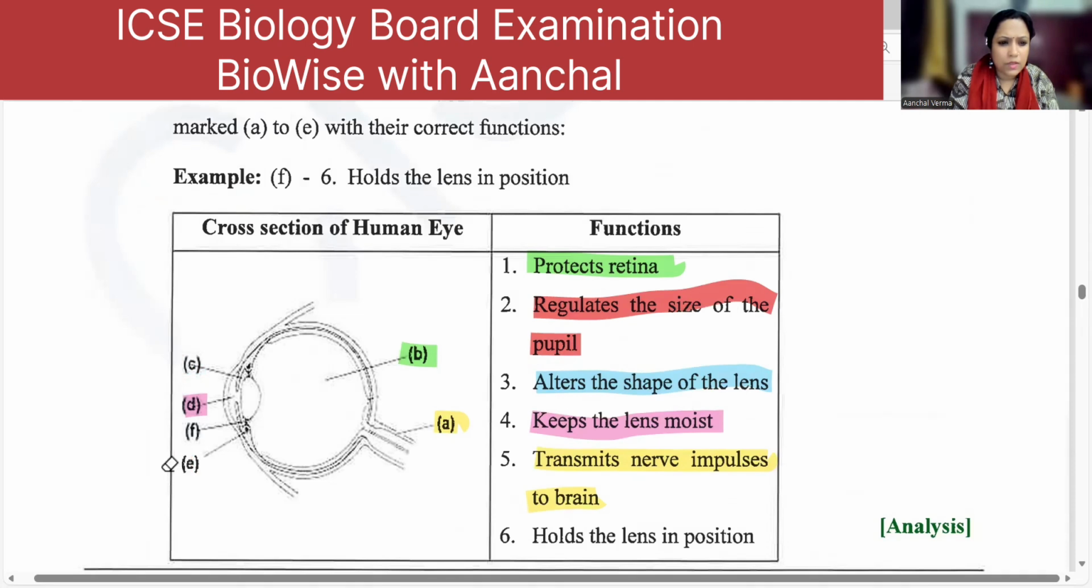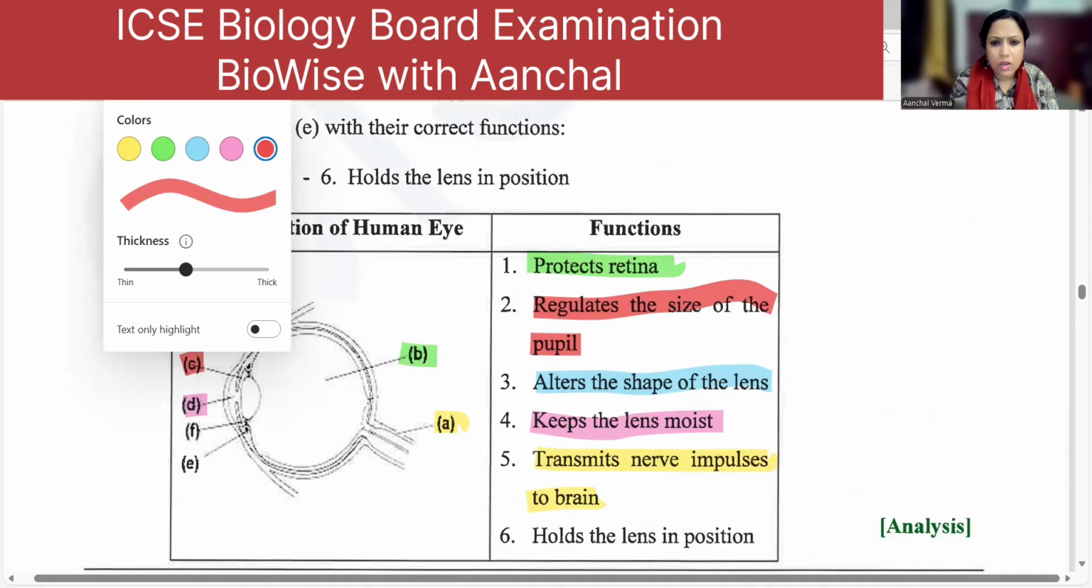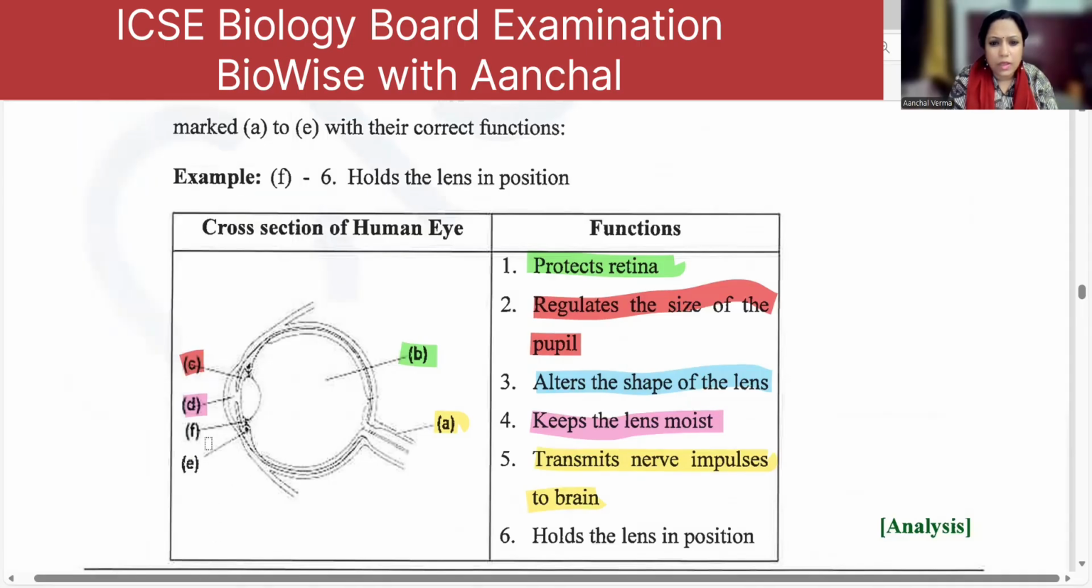C and E, there was a confusion. So, what regulates the size of the pupil is basically C, that is the iris. And your blue is missing. So, what alters the shape of the lens is the suspensory ligament, that is E. Okay, this is correct. I can see the image.